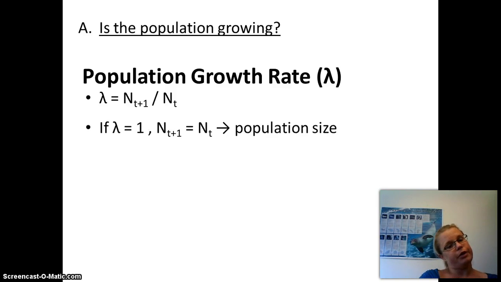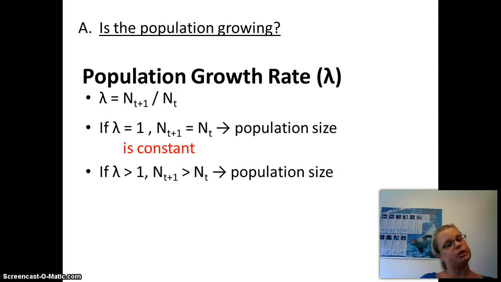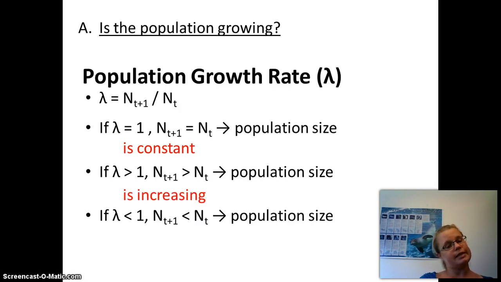If lambda is equal to 1, then the population size in time t plus 1 is equal to the population size in time t. So therefore, the population size is constant. It's not growing or declining. If lambda is greater than 1, then the population size in time t plus 1 is greater than at time t, so the population size is increasing. If lambda is less than 1, then the population size is decreasing.